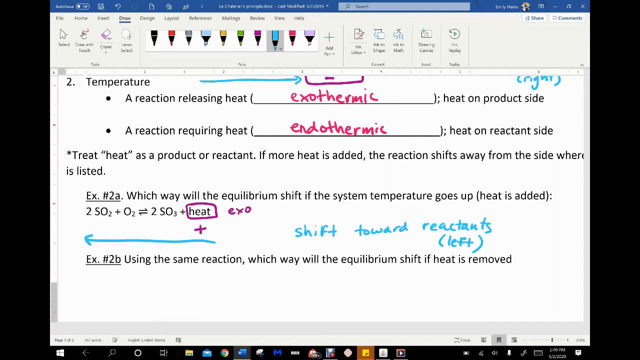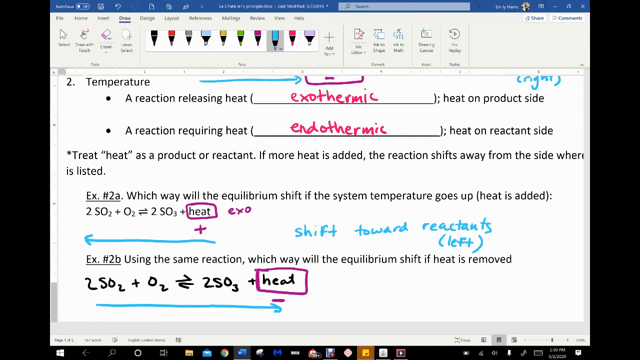Now, it says using the same reaction, make a prediction which way the reaction will shift if heat is removed. So heat's still on our product side, but this time we're taking it away. If we are losing heat, we need to shift back to that same side in order to replace it. So in this case, we'll be shifting right toward the products.